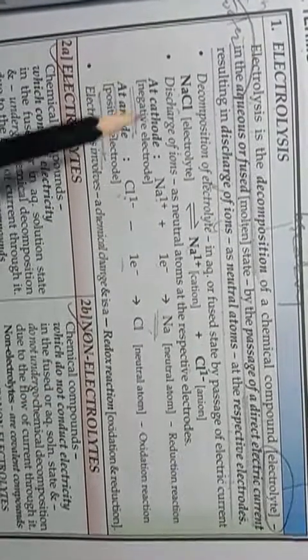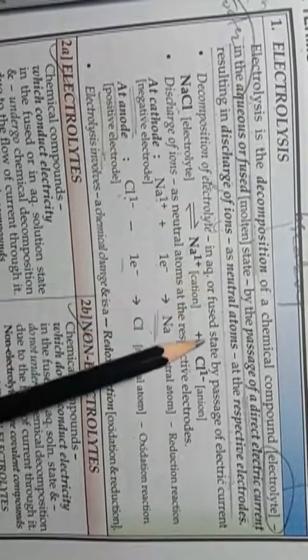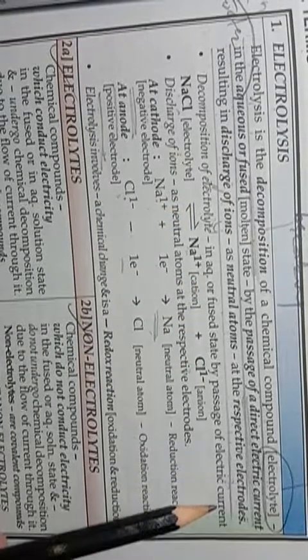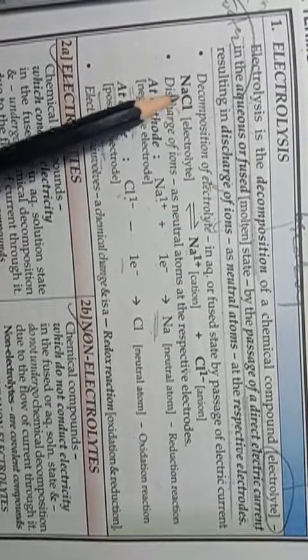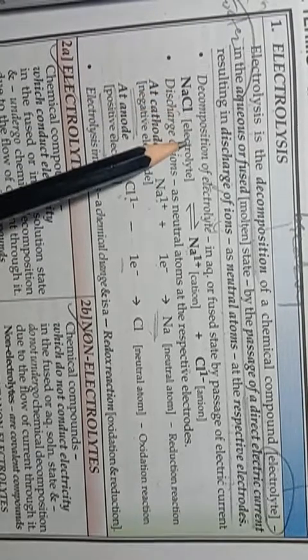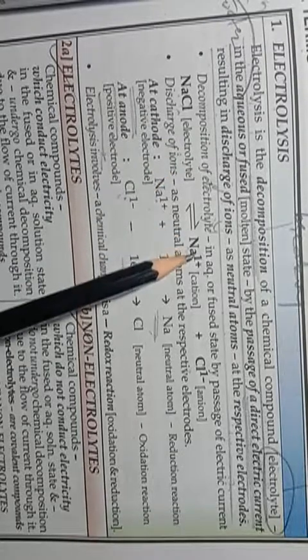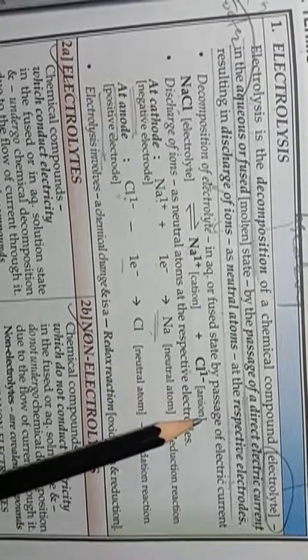For example, decomposition of an electrolyte in aqueous or fused state by passage of electric current. We can take the example of NaCl. NaCl is an electrolyte, and it will dissociate in the form of ions, Na+ and Cl-.